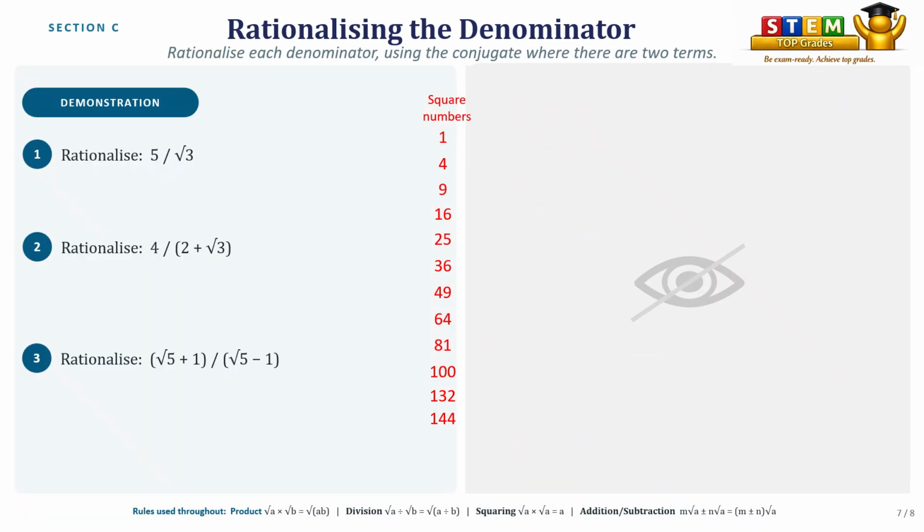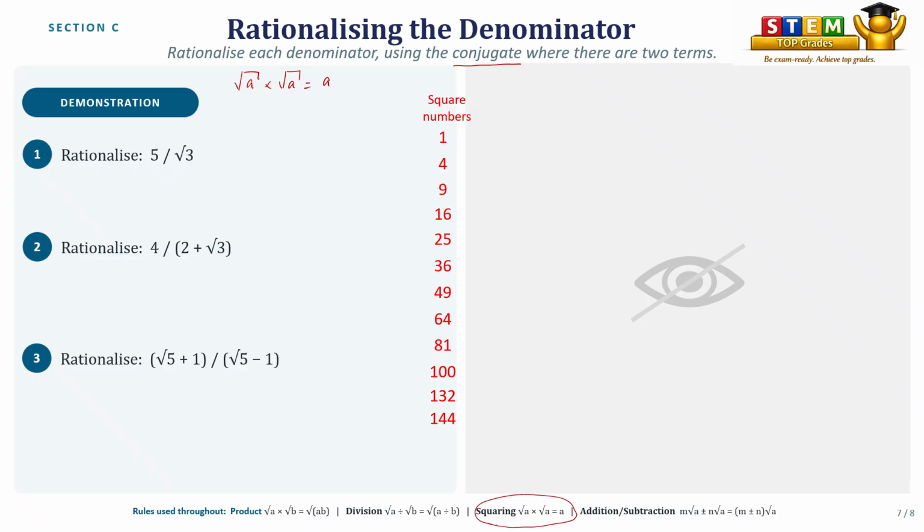In section C, we're going to be rationalizing the denominator. And we're going to be looking at the squaring quite a bit. Okay, let us see how that works. So rationalization. Okay, just to remind you that square root of a multiplied by the square root of a is equal to a.